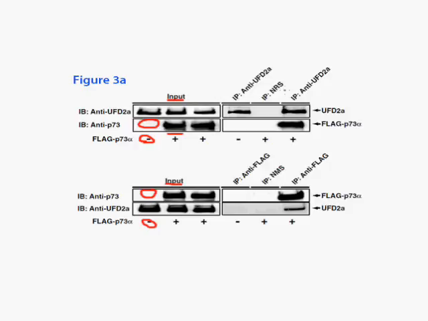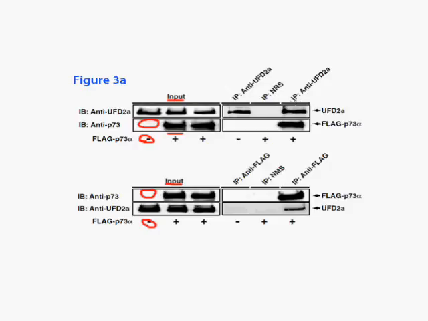On the right here, we have a couple of different immunoprecipitates. The first one here is an immunoprecipitate with antibodies specific for UFD2A, and when there's no P73 plasmid present, nothing co-immunoprecipitates with it. This is a control where they used normal rabbit serum just to show that the proteins of interest are specific for the antibodies that they're using.